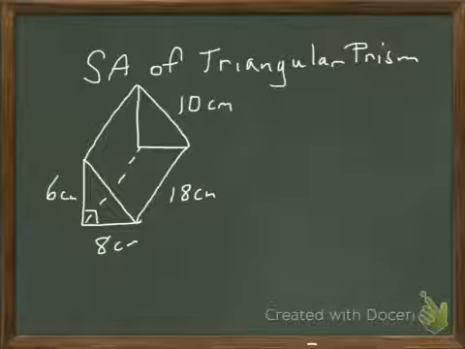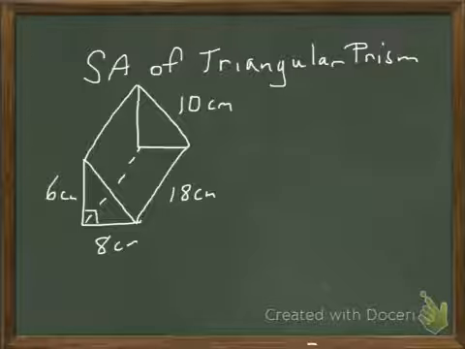Alright, kiddos. Our shape for today is the triangular prism. We've used this with volume, and today it's going to be surface area. Remember, surface area is measuring the area of each of the outside sides, which means in this case you have two triangles, because they're your bases, one on each side, and you have three rectangles.